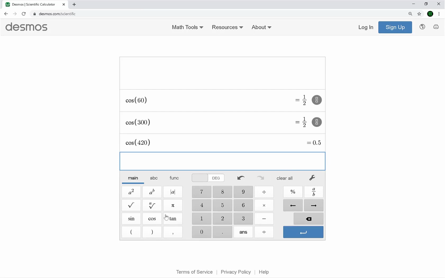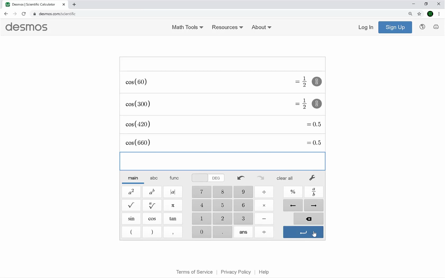And the next one was cosine 660, and it gives me a half. See, it works, guys. All of these angles are solutions. So what am I going to do from now on? Well, not always, not for now.